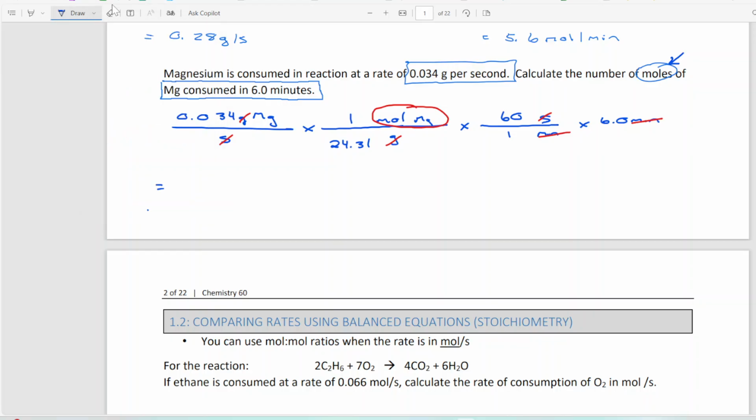And I get 0.034 divided by 24.31 times 60 times 6. And to 2 sig figs, I'm going to get 0.50 moles of magnesium would be consumed.